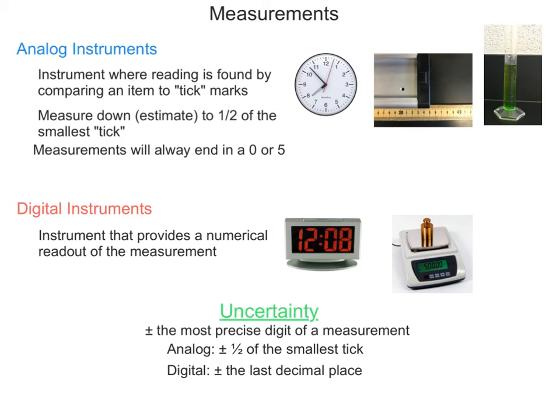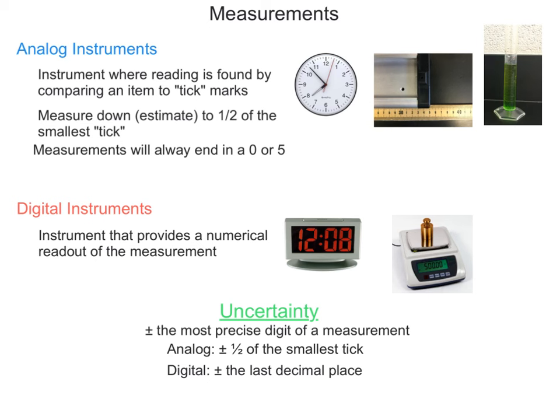Let's take a look at how to take direct measurements in a lab. First off, there are two types of instruments that you will use. Analog instruments. Now, an analog instrument is where the reading is found by comparing something to tick marks. For example, a clock, right? There are little tick marks and hands, or a meter stick, little tick marks, if you will, and then you look at where the object is in comparison to those using your eyes, or maybe a graduated cylinder. Or a digital instrument.